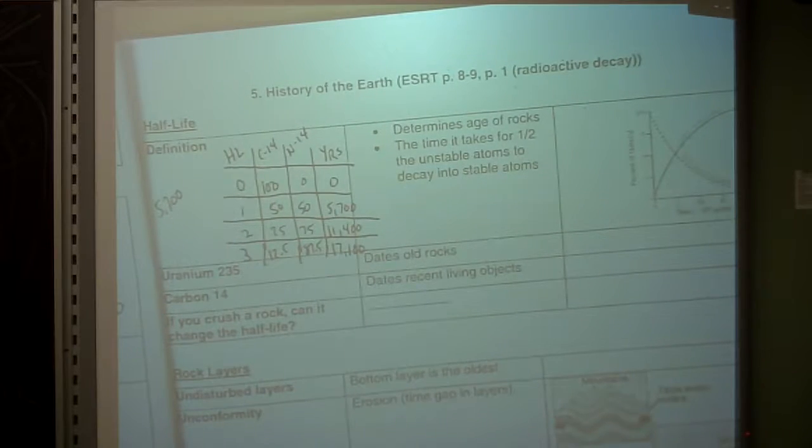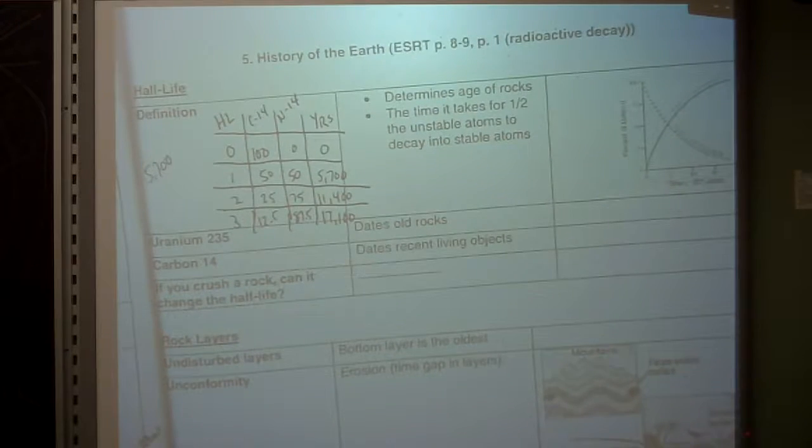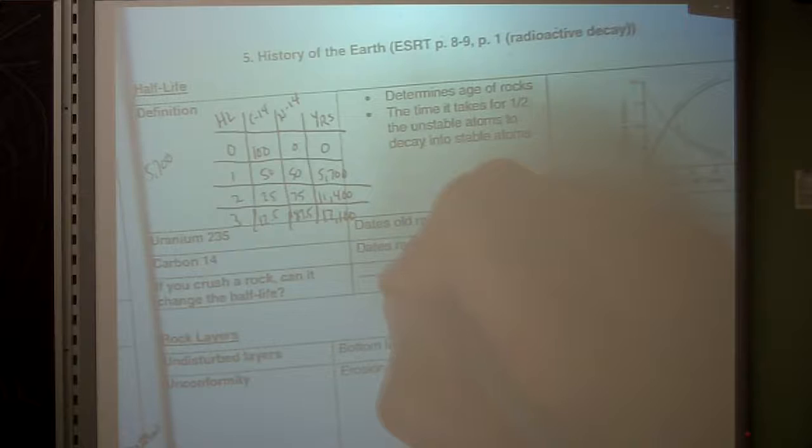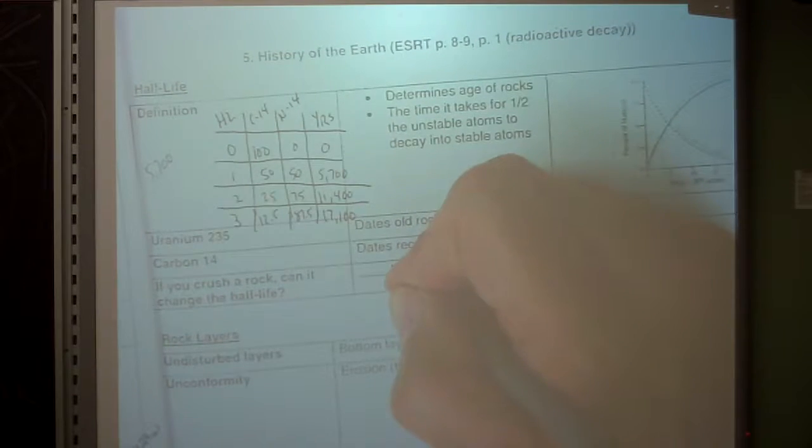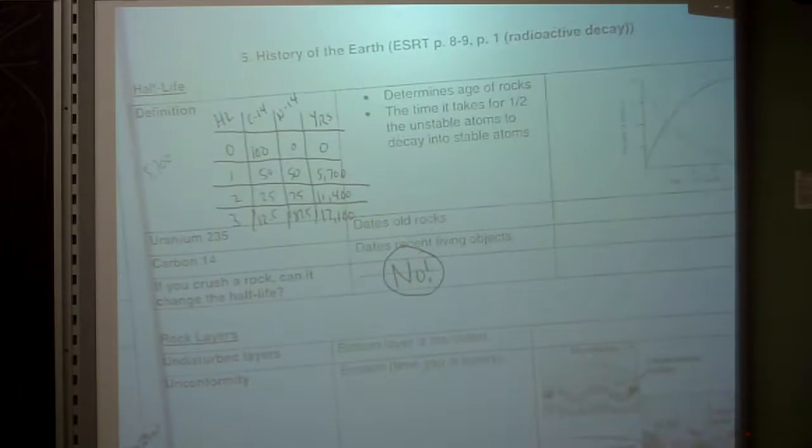Now there's nothing you can do to change the half-life of these. So if you crush the rock, you heat it, do anything to it, it will have no effect. Can it change the half-life? Absolutely no. Not going to happen.